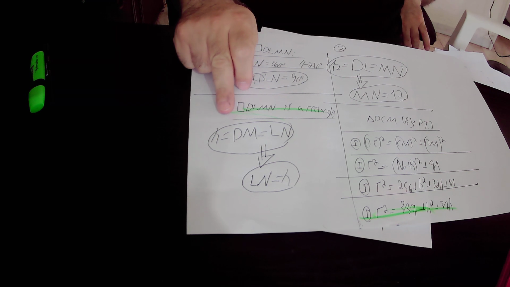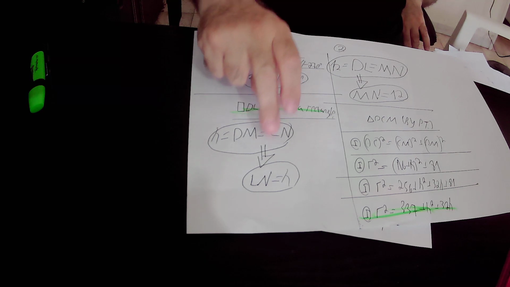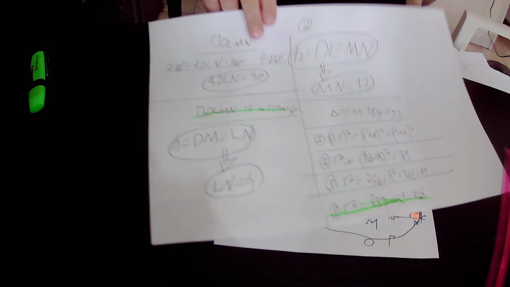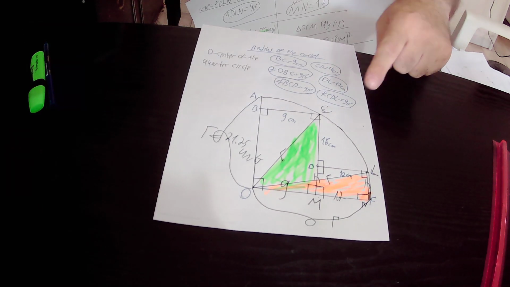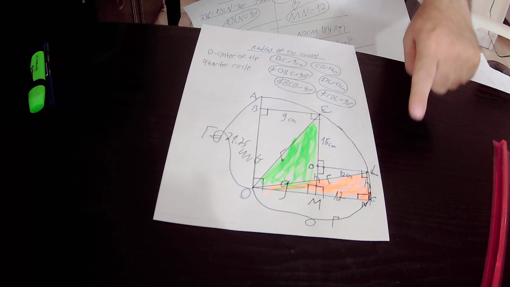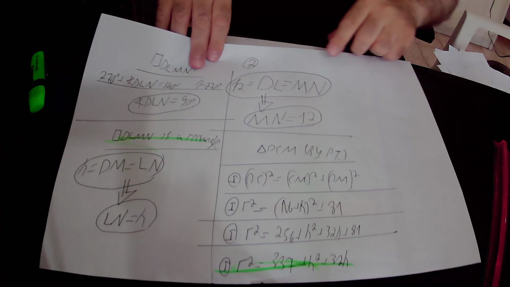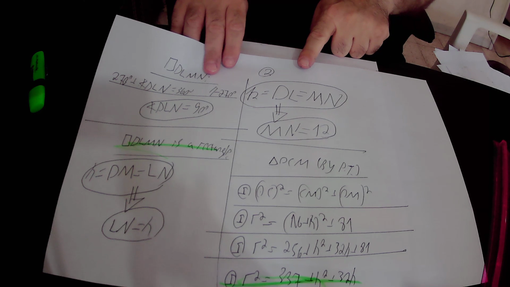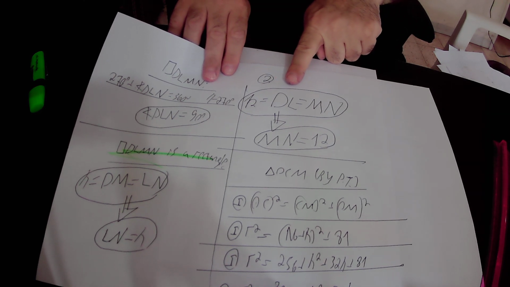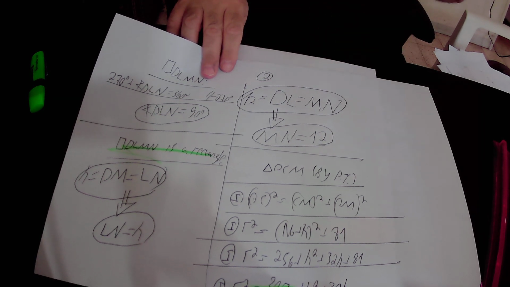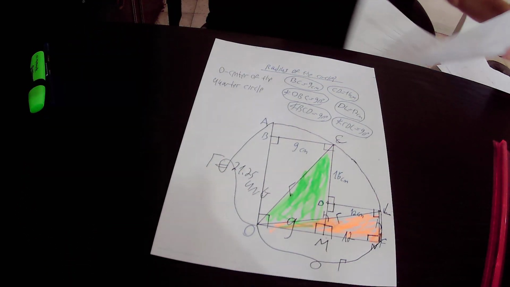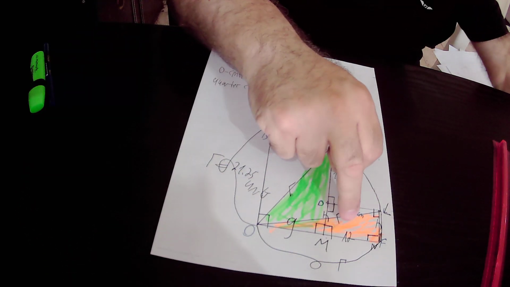But according to our definition, DM equals H. So from this equation, H equals DM equals LN, we derive that LN is also equal to H. Likewise, according to the same rule, we get that DL equals MN. But according to what is given in the problem, DL equals 12 units. So we can write down that DL equals 12, and from this equation, 12 equals DL equals MN, we derive that MN is also equal to 12 units.